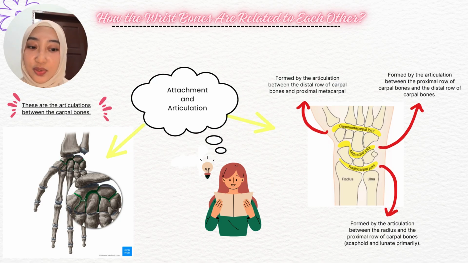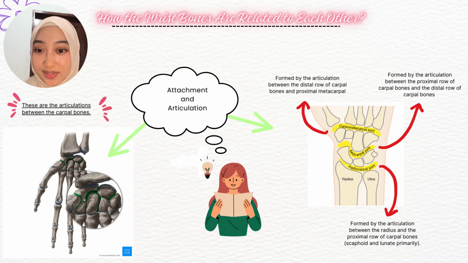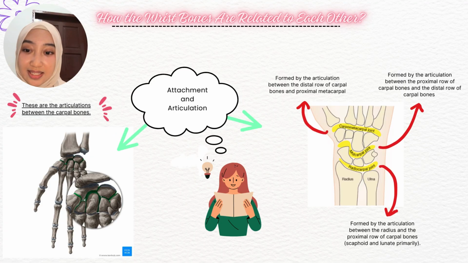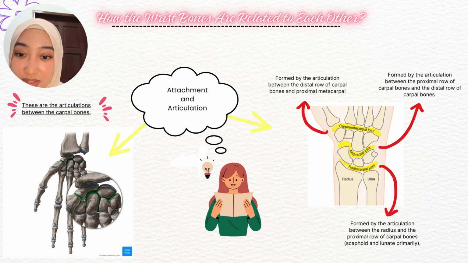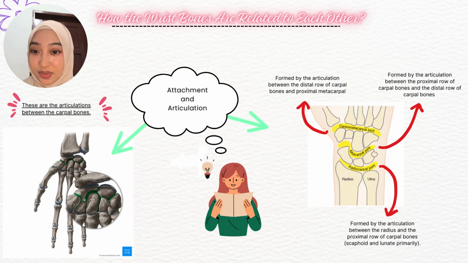So at the left side, you can see that these are the articulations between the carpal bones, where it can be divided into 3 sets of joints. Let's see the image on the right side. So the first set of joints is the carpometacarpal joint, where it is formed by the articulation between the distal row of carpal bones and the proximal metacarpal.